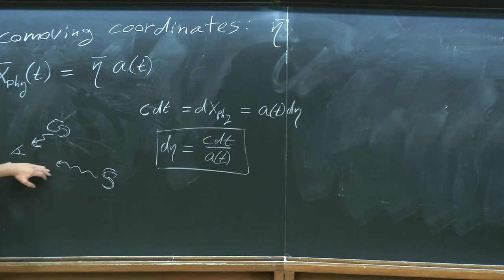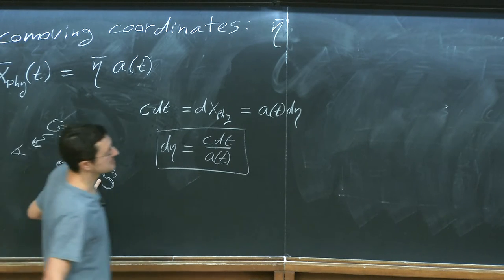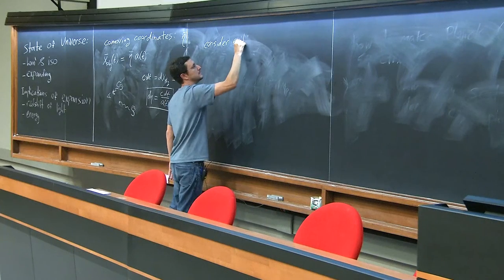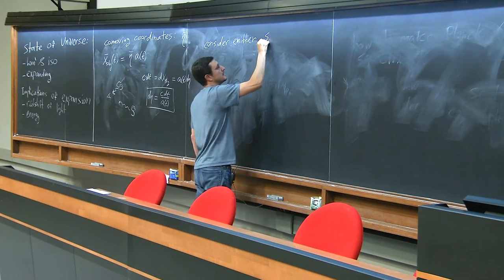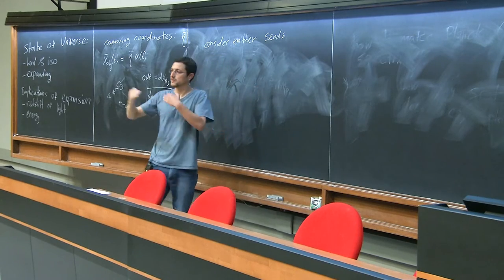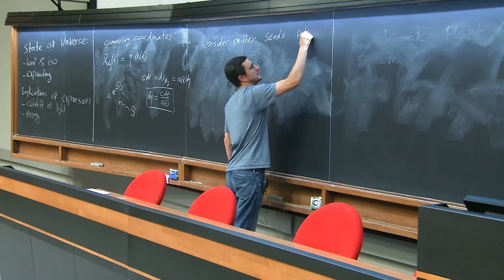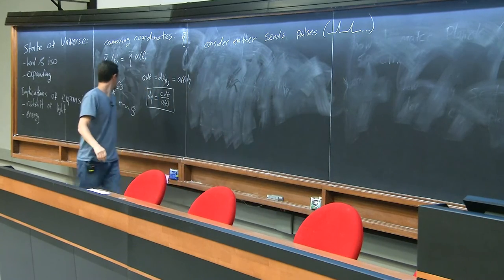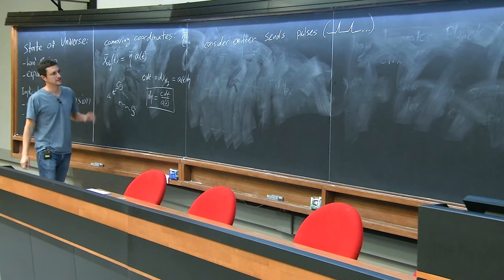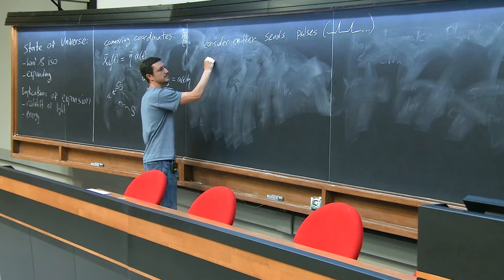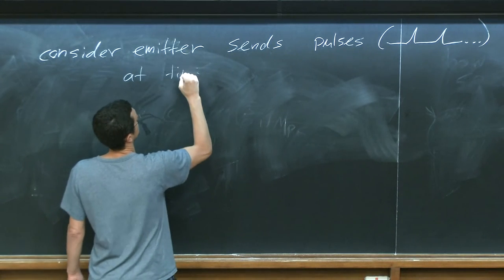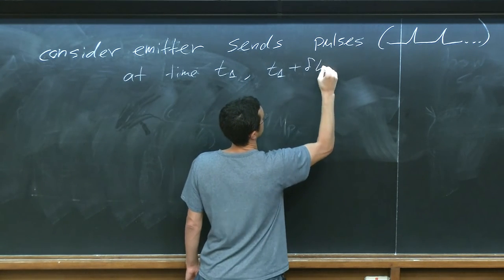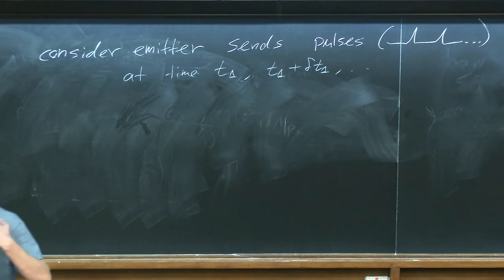So, now let's understand the path of a light emitted from a source. Let's consider an emitter that sends pulses, a train of light pulses, to a receiver. Our emitter will sit on some galaxy, and this will be our receiver, it will be us. So it sends a pulse at time, let's say t1, and then again at time t1 plus delta t1, and so on and so forth. It sends a train of pulses.